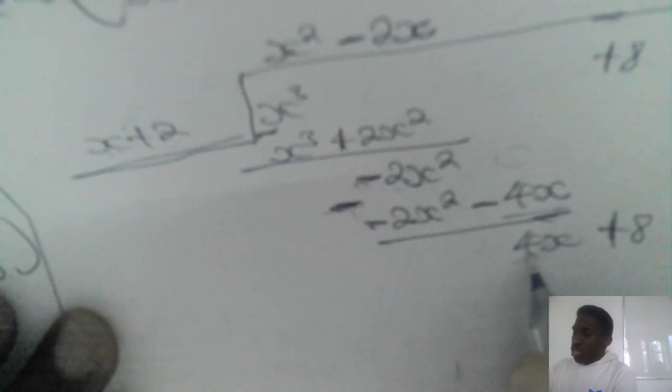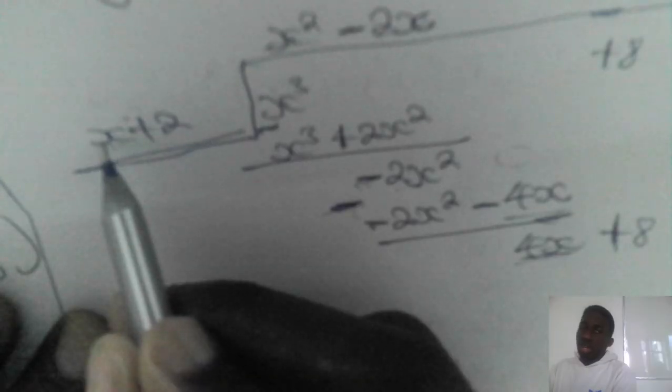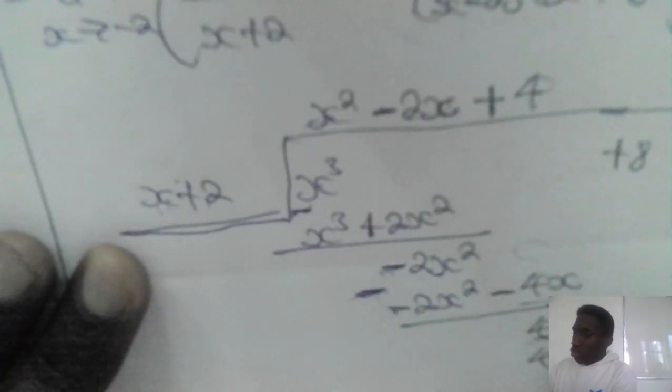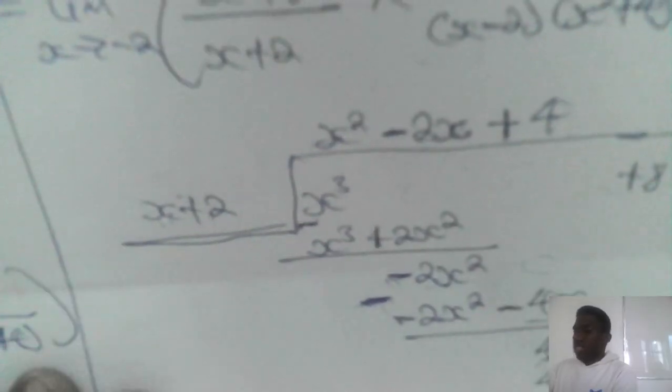And now we seek to go again. 4x divided by x is 4. So I have plus 4 here. Then 4 times x is, of course, 4x. Then 4 times 2 is 8. So we see that we are all set to conclude that 4x plus 8 minus 4x plus 8 is 0. So we were right. Our remainder is 0. So this just verifies that the remainder is 0.